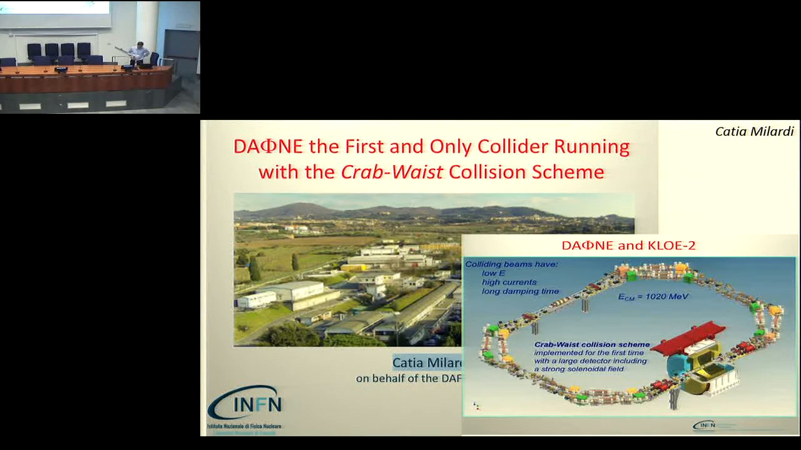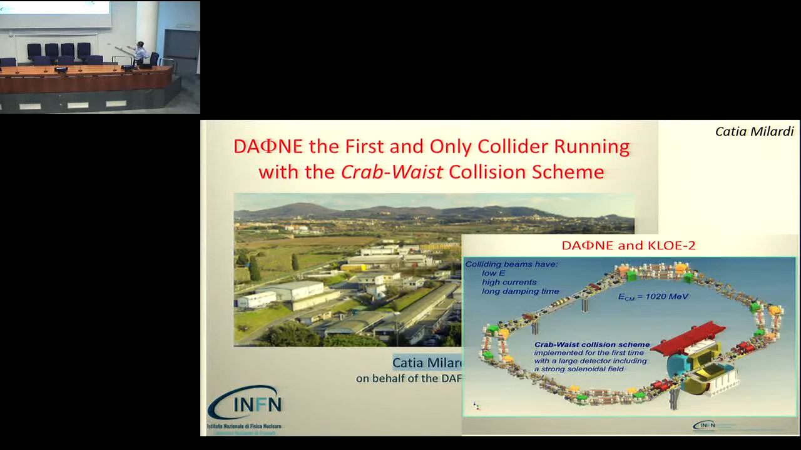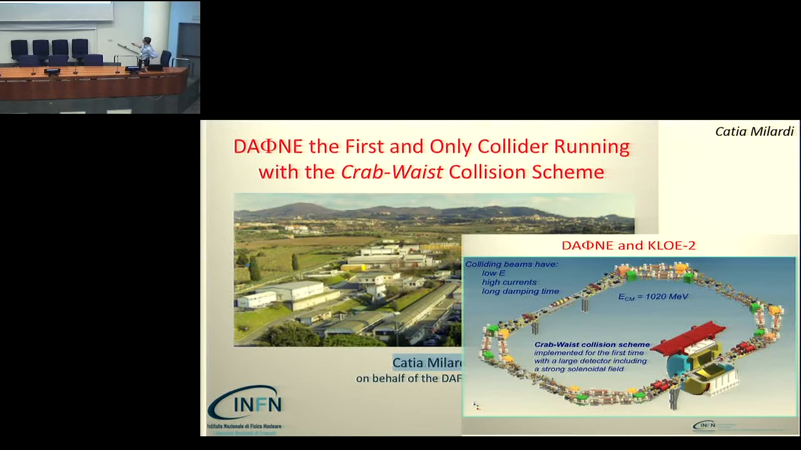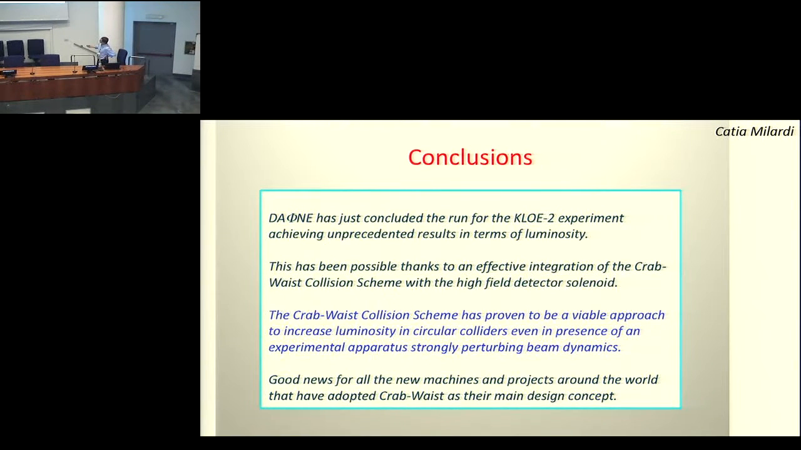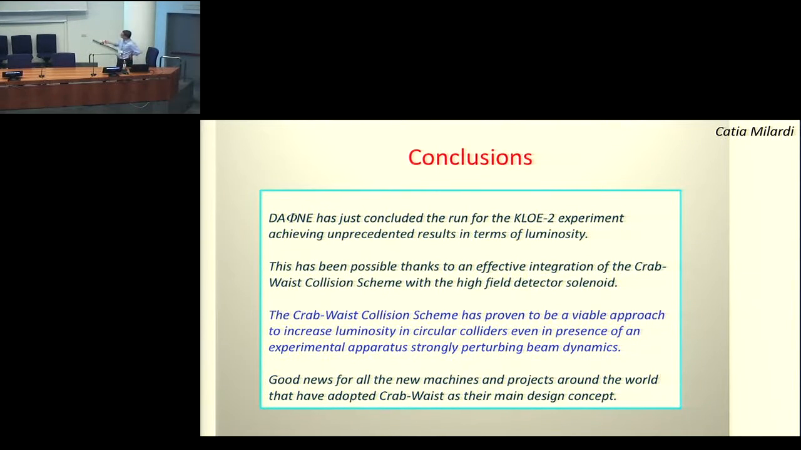And for the machine design, first is the crab waist method, as presented, used for high luminosity machine designs. These are some examples, DAPHNE and SuperKEKB machines. The crab waist collision scheme was implemented for the first time in a large accelerator including a strong solenoid field. The crab waist collision scheme has proven to be a viable approach to increase luminosity in circular colliders.